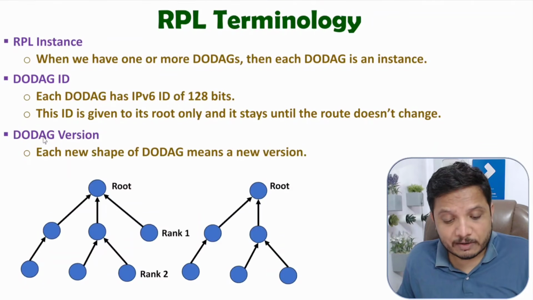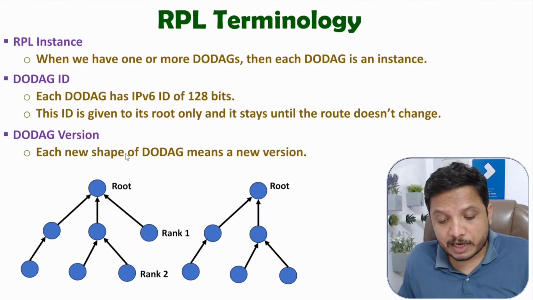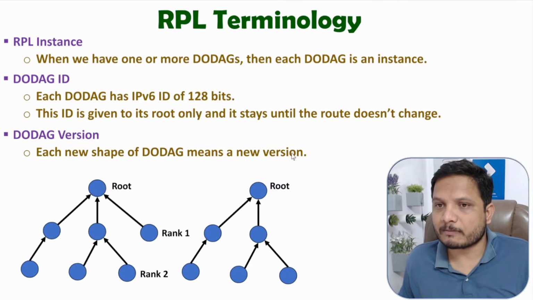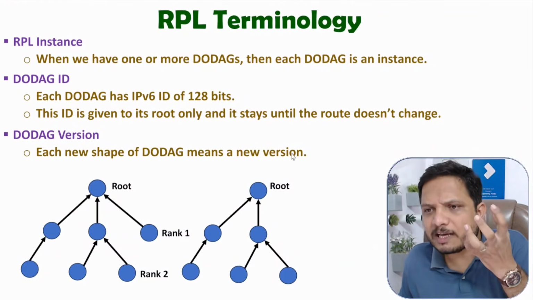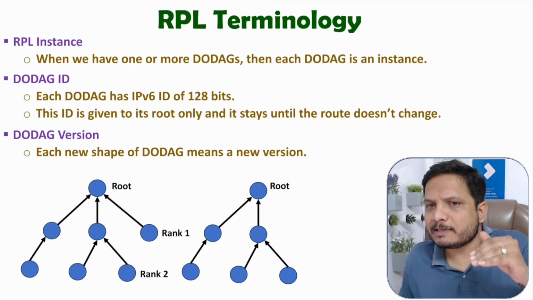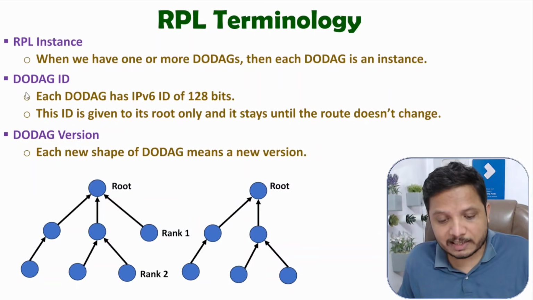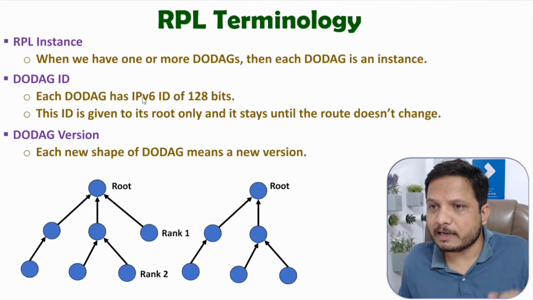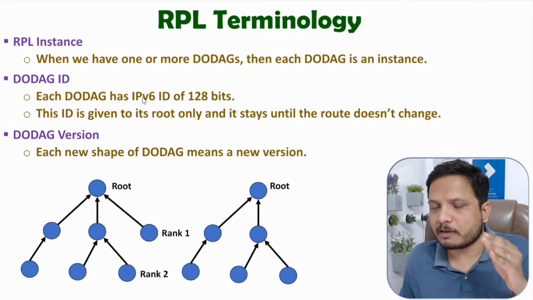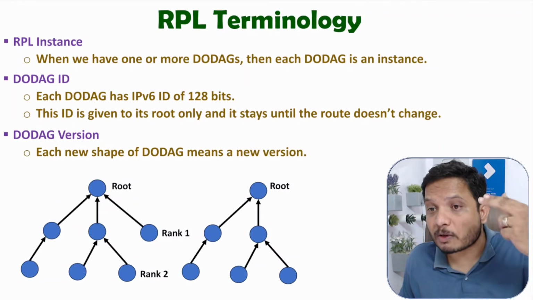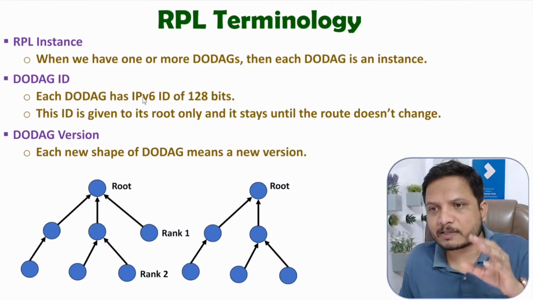See, DODAG version: each new shape of DODAG means a new version. So whatever number of DODAG networks there are, each is a version itself. And each version will be given a DODAG ID. In IPv6, it will have a size of 128 bits. If we establish it with IPv4, it will have a size of 32 bits.